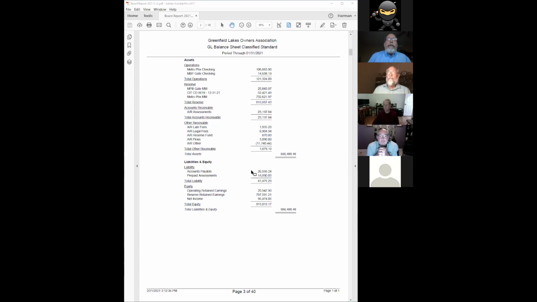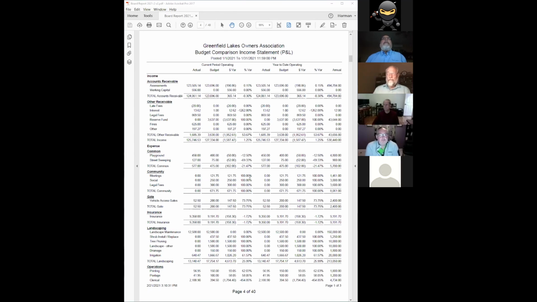Accounts payable, these are bills that are processed but checks have not yet been cut, are 26,595. And then prepaid assessments, exactly what they sound like, homeowners that have prepaid the assessments for Q2 and beyond, at 14,880.